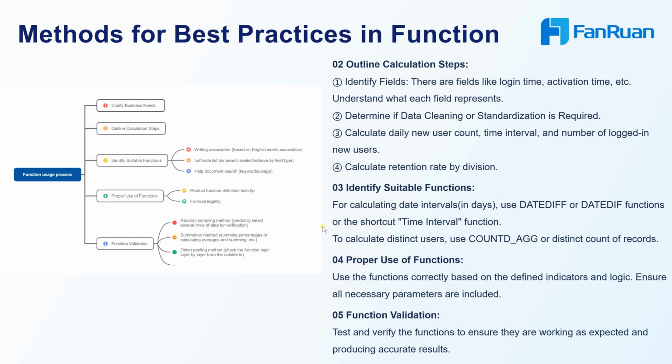The third step is to find the appropriate function. The first method is to write associations. For example, the date interval, we simply remember that subtracting one date from another gives the date interval. Or when calculating the number of logins, the count function is used. We start with the association and spell out count, then check the recommended options. This is the first method.